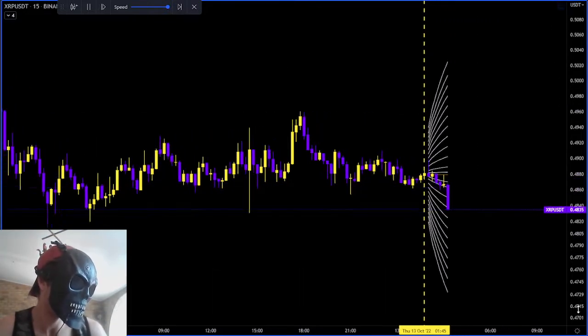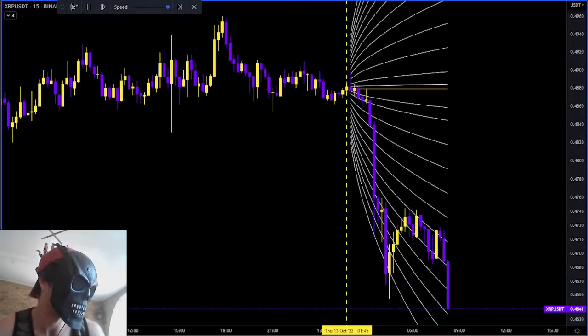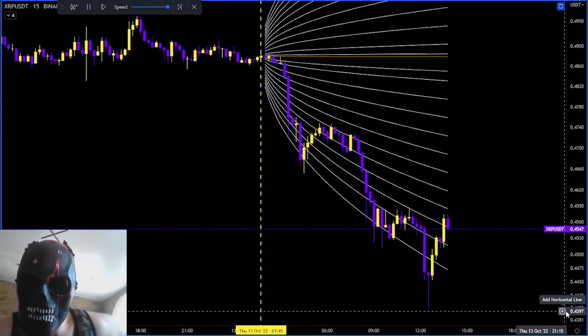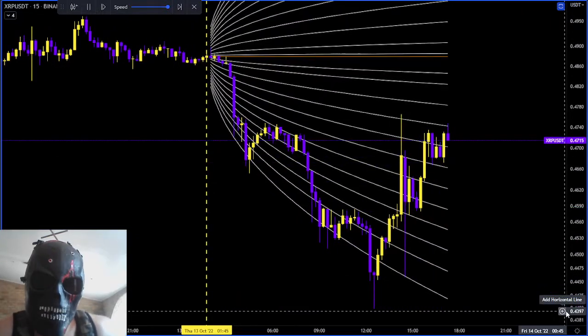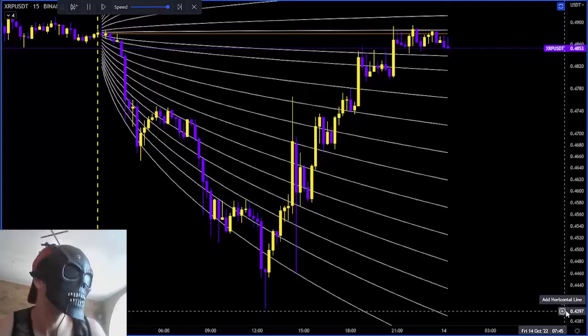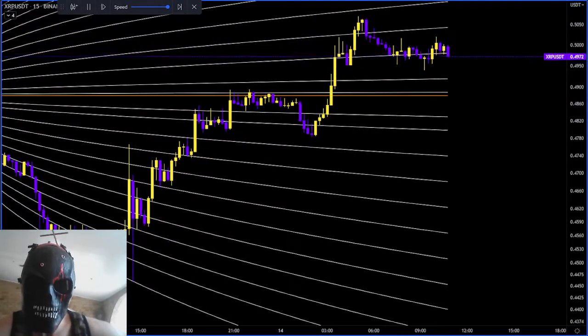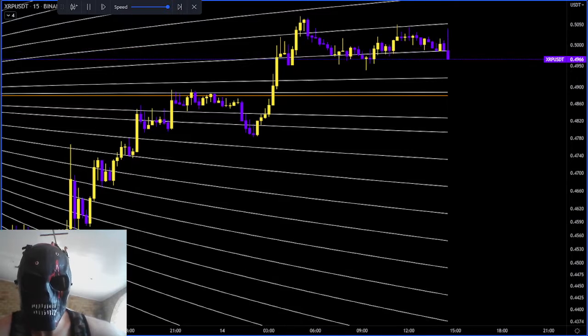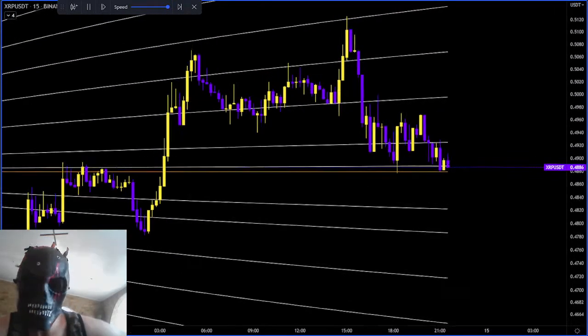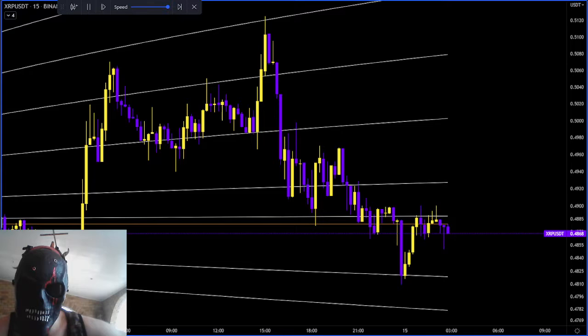So what we're going to observe here is XRP USDT on our 15-minute distribution cone, and from there we're going to monitor it into higher time frames and their other distribution cones. I have a 6-hour distribution cone and a 24-hour distribution cone, and the general idea is that we always want to be at this orange line.